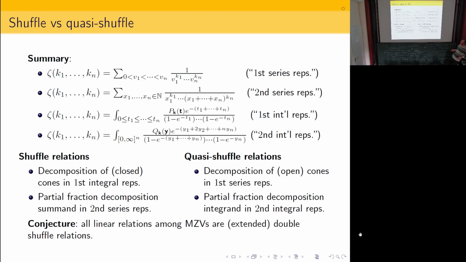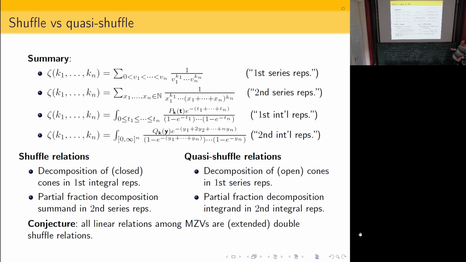Do you have any questions about this? When was Racinet's thesis? Sorry? What year was Racinet's thesis? 2006 or 7? Okay. Or maybe earlier. Okay, sorry.